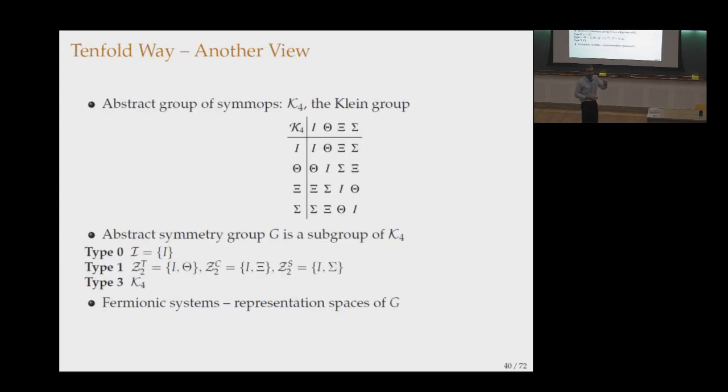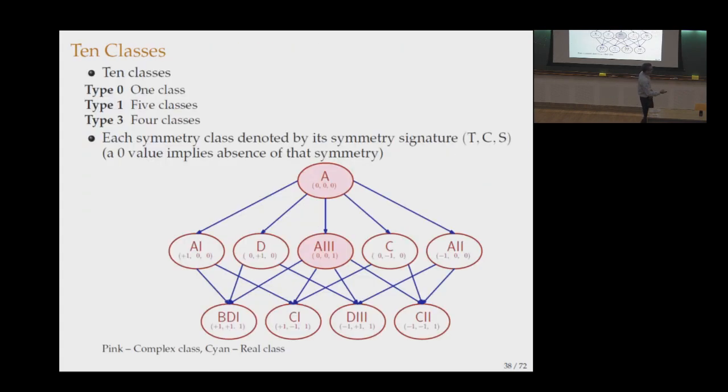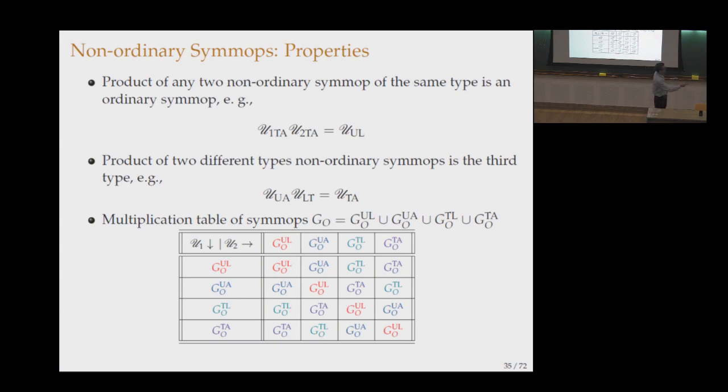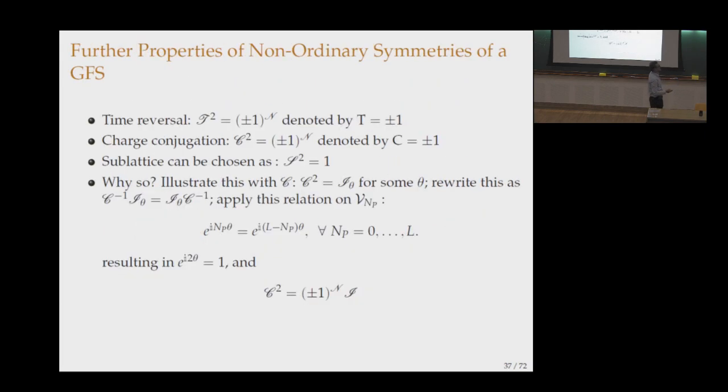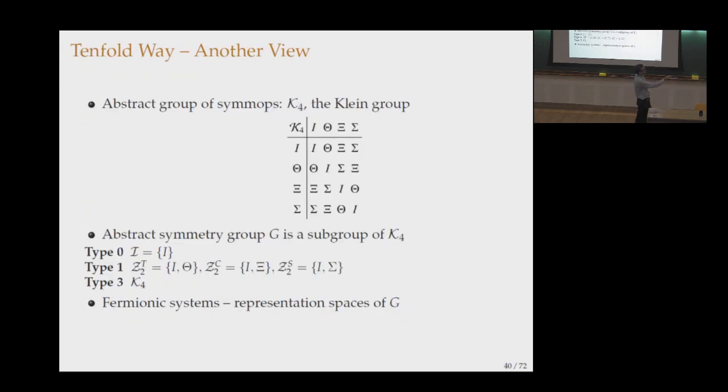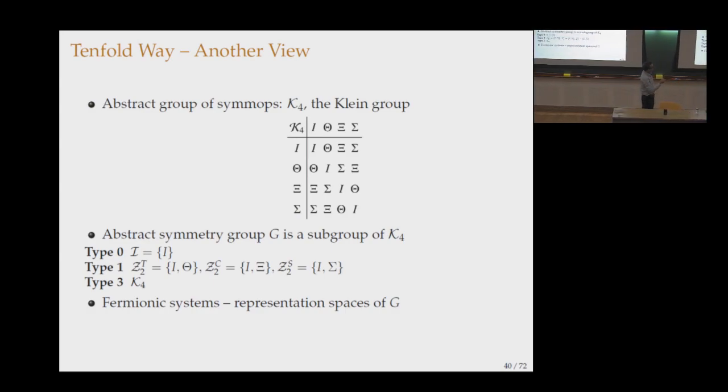Okay. So now let me tell you my main story about where the symmetry determines the phase. There is a much more beautiful way of looking at and understanding this. This is from representation theory. What you realize is that the abstract group of symmetry operations of fermionic systems, if you quotient out the normal subgroup of these usual linear operations, is actually the Klein group. And the Klein group is what I'm showing you here, right? It has these operations: the identity, time reversal, charge conjugation, and sublattice.